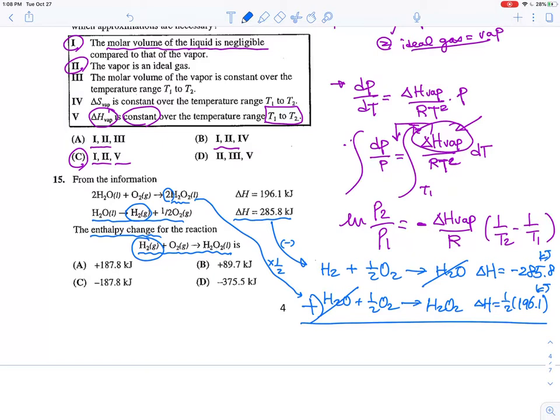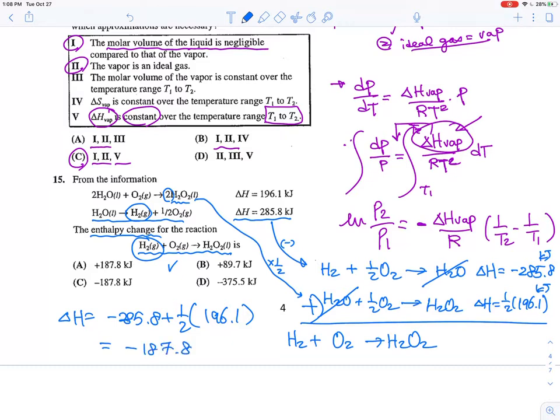Okay, if you add them together, this is gone, and H2O2 is what remains. That's the reaction that I want. Make sure the gas and the liquid states all correspond correctly. Therefore, delta H should be minus 285.8 plus half of 196.1, and that's 187.8 kilojoules. Just this one.